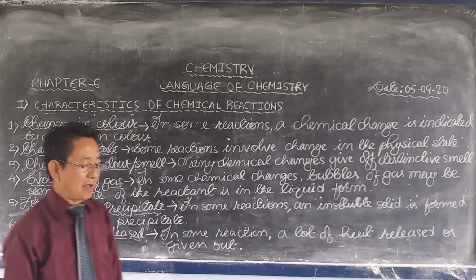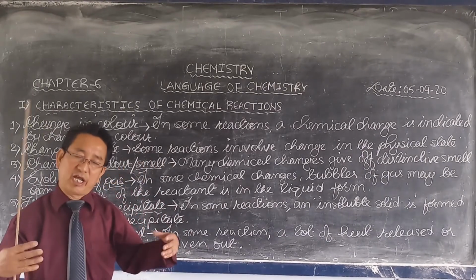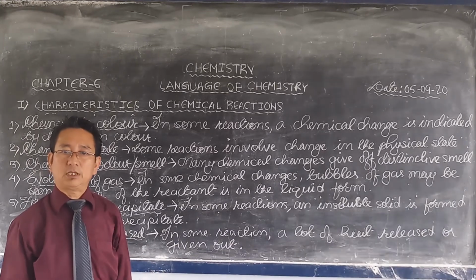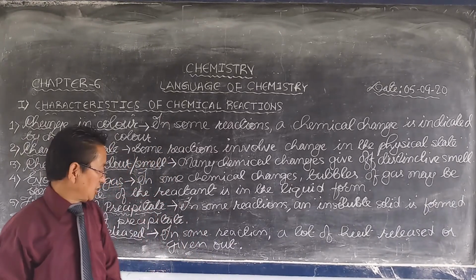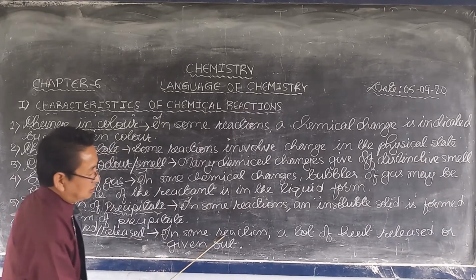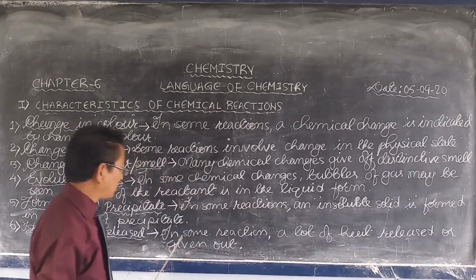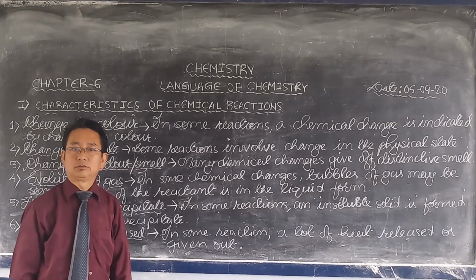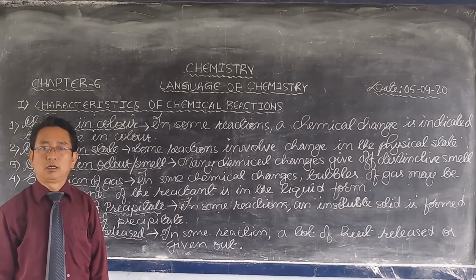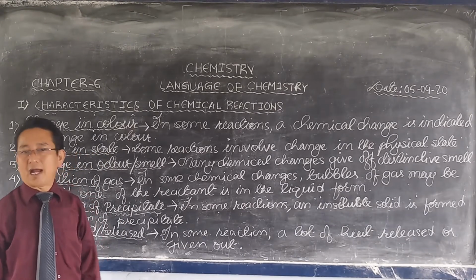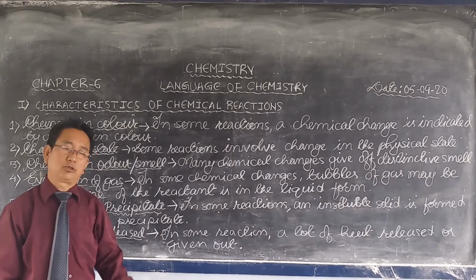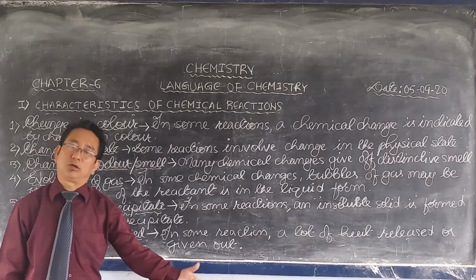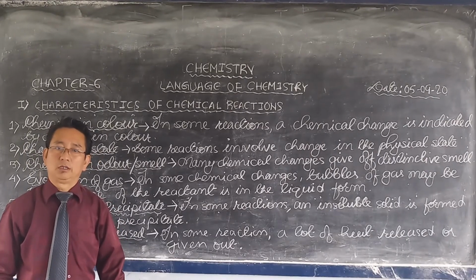In some chemical reactions, a chemical change is indicated by the evolution of heat. As you can see here, in some reactions, a lot of heat is released or given out. When you add quicklime into water, a large amount of heat is evolved.